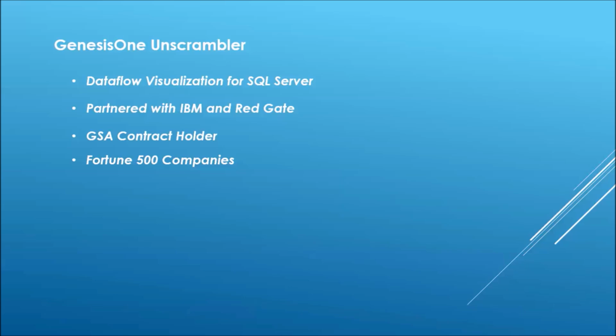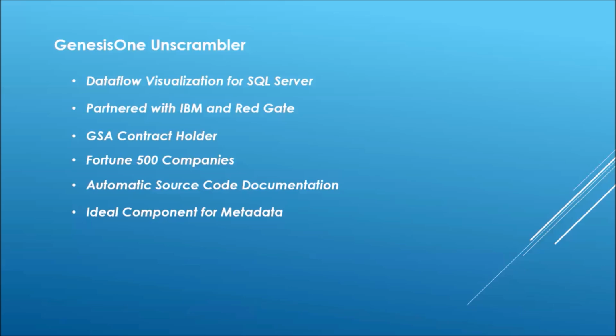What we will show you in the user demo is the unique code documentation capability that automatically generates full legacy code documentation for large databases with complicated objects. You will also see how the Unscrambler is the ideal complement to the highest quality metadata tools already available. Let's begin.